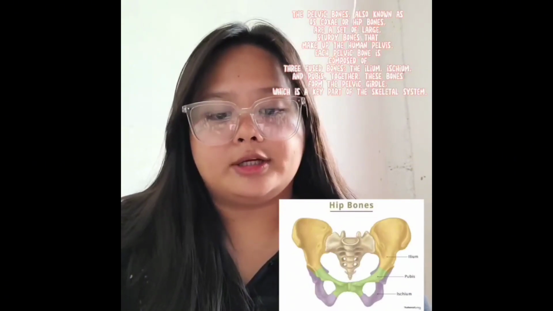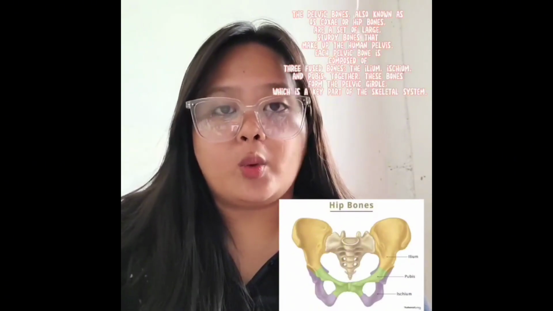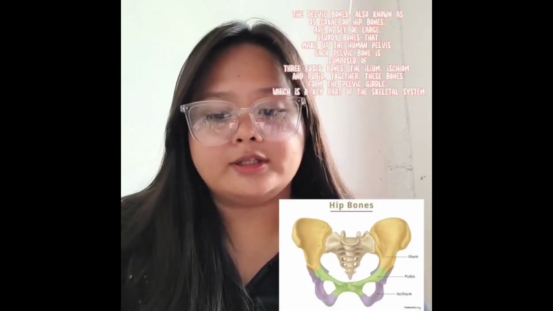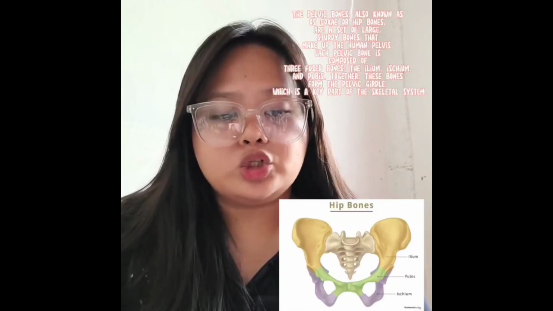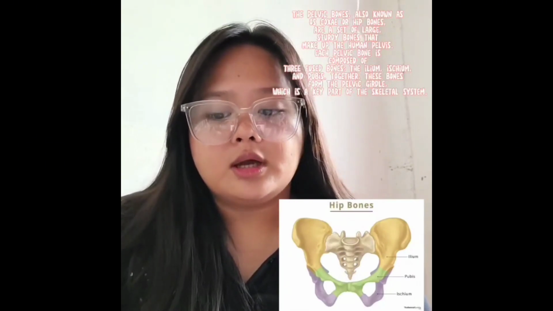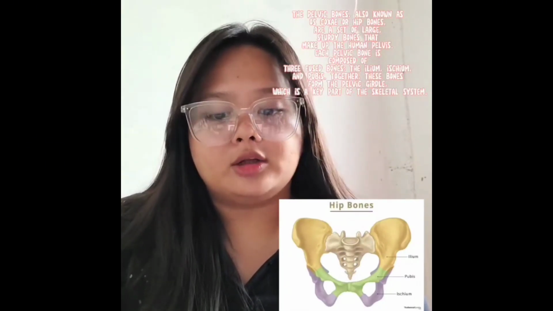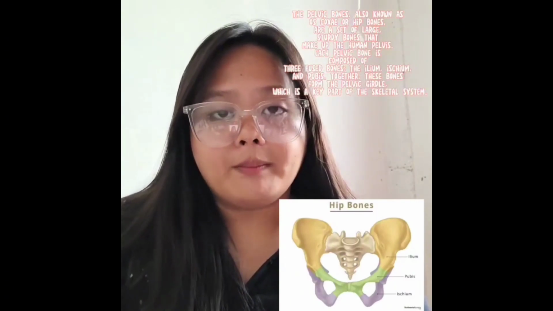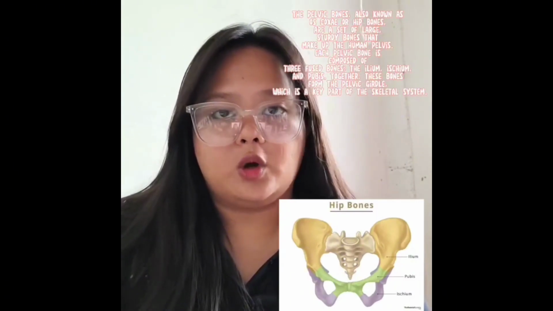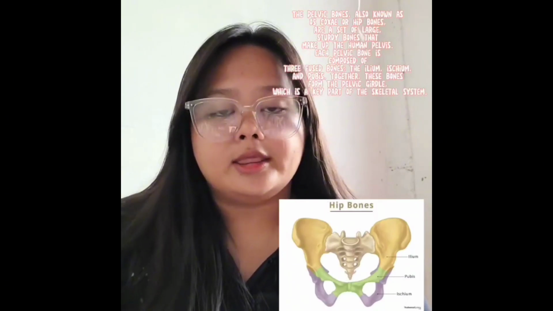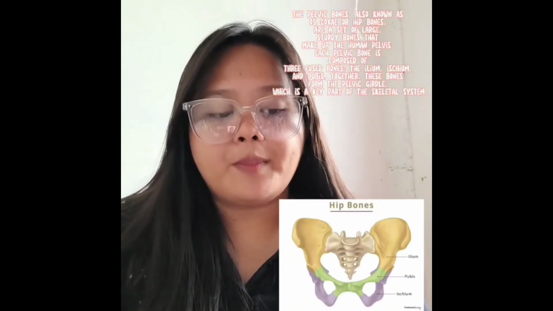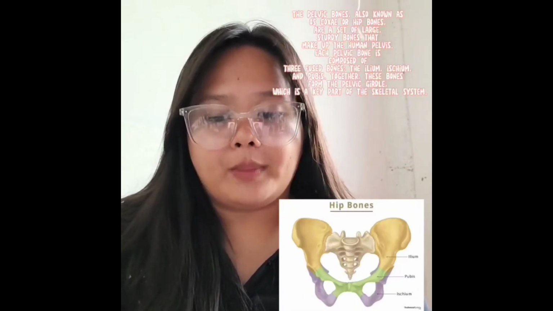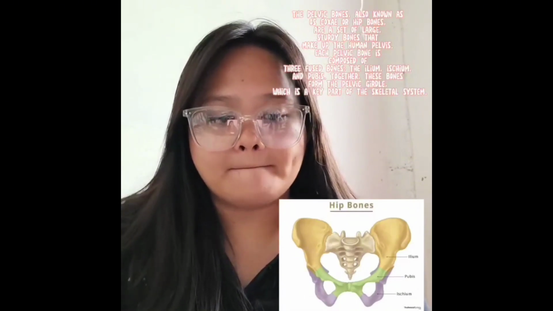These three parts are the ilium, which is the wide upper part of the pelvis that resembles butterfly wings, the ischium, which forms the curved lower part of the pelvis and the back part of what we sit on, and the pubis, which is located at the front of the pelvis and forms part of our hips.